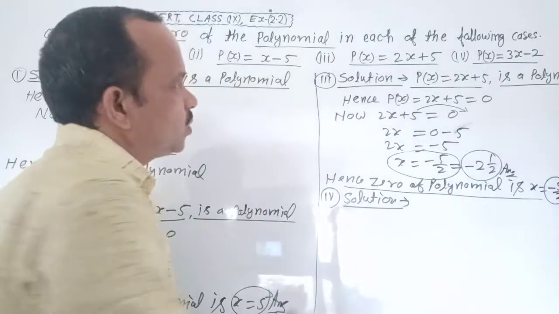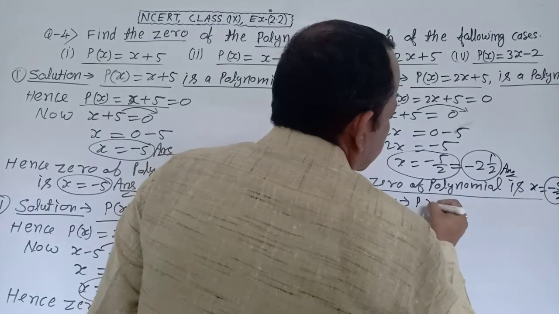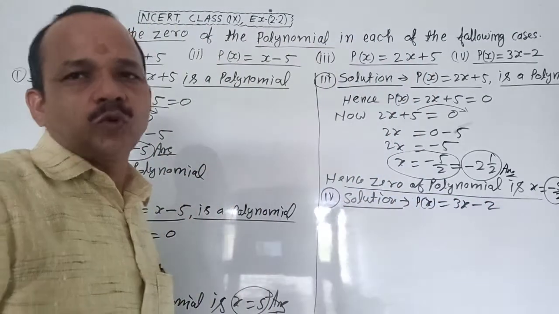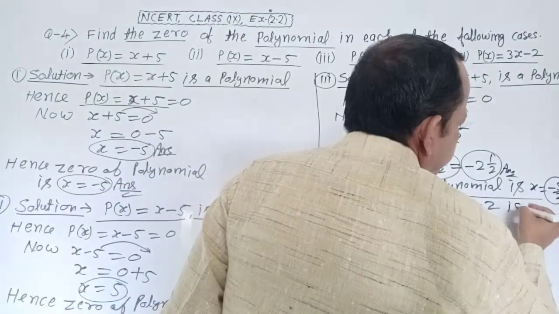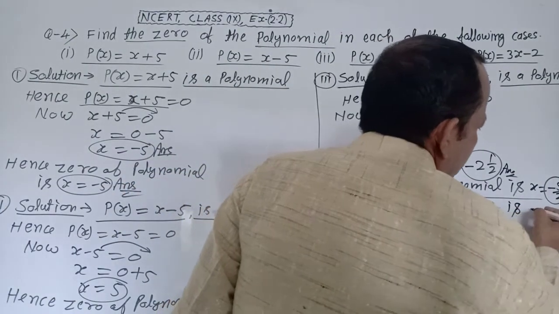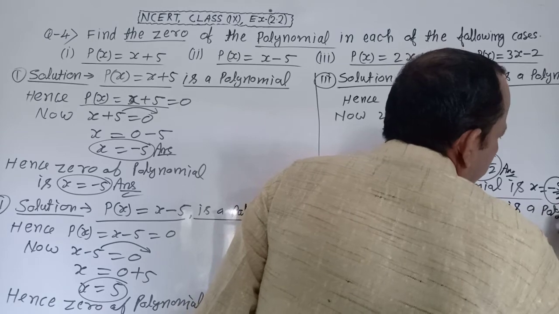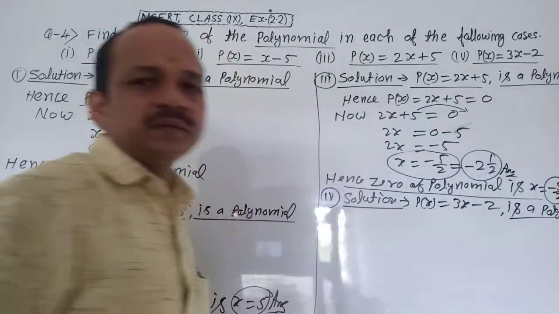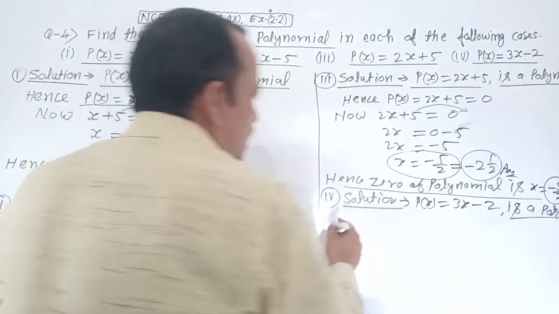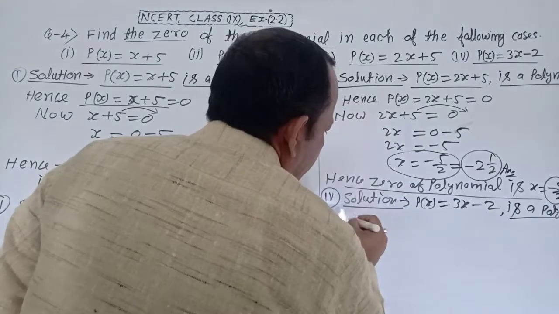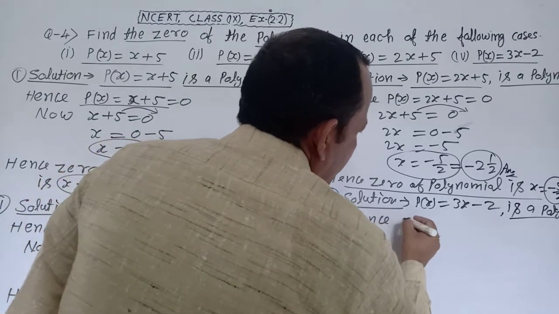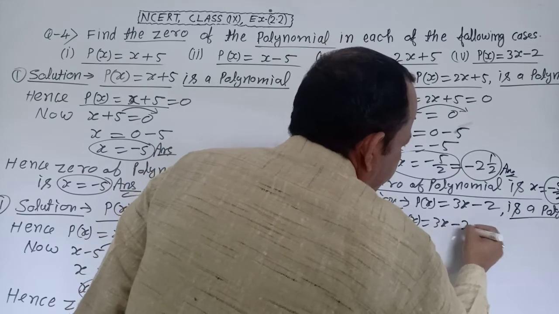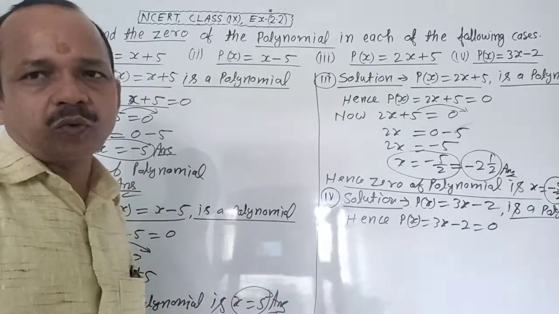Next, fourth question. p(x) equal to 3x minus 2 is a polynomial. It is clear? Now you can write it. Hence, p(x) equal to 3x minus 2 equal to 0.